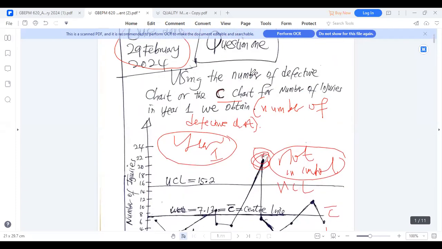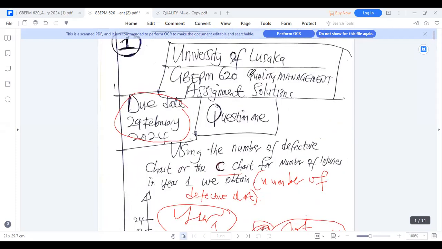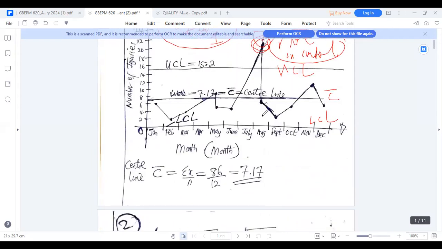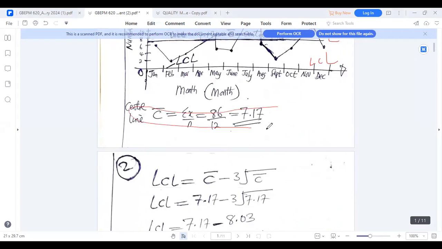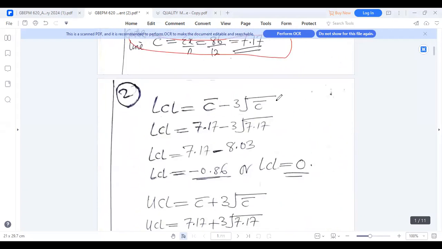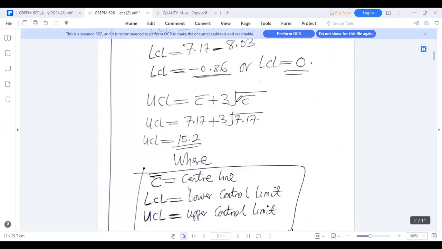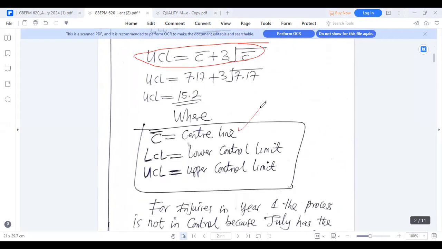Okay, so this is about what goes on as we look at the control charts. This is the center line, the lower control limit, the upper control limit. This is the center line, lower control limit, upper control.